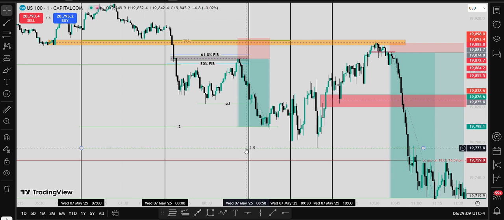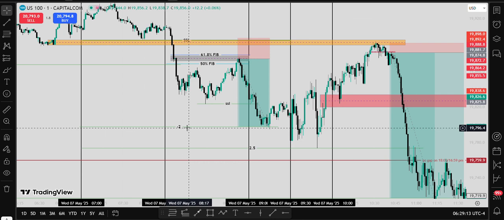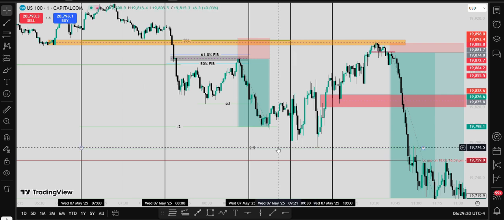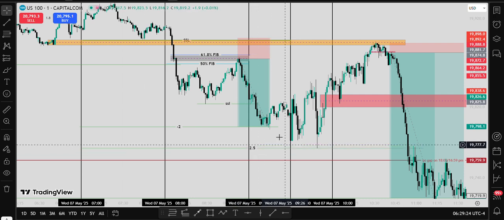Actually, it gave us negative 2.5, but always strive to take your profits at negative 2 standard deviation. And if there's more volatility and you see it clearly, then you can always take at negative 2.5.